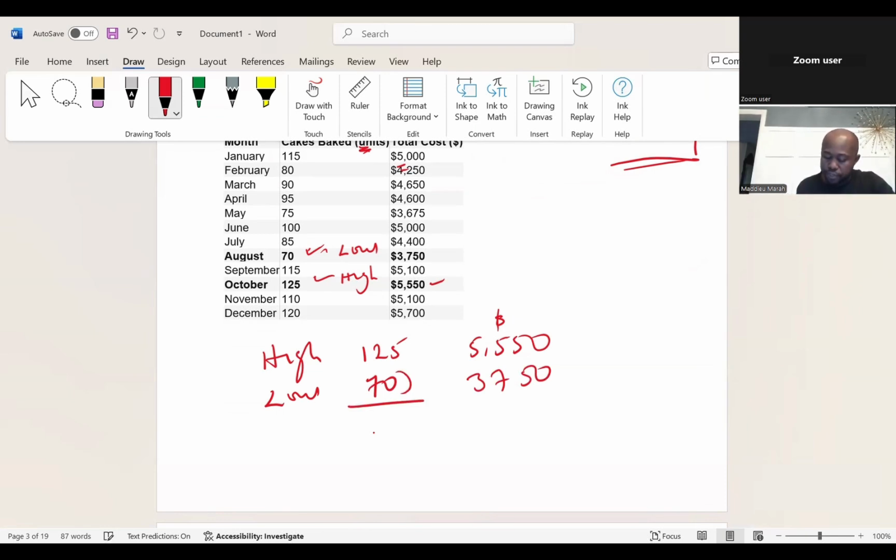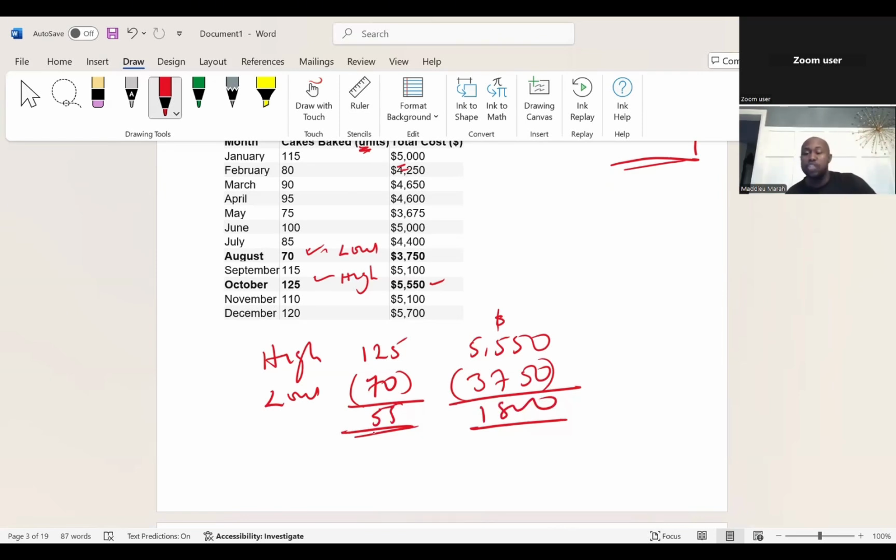Step 2, my difference. Let me use the calculator. Just 125 minus 70. This gives me 55. And the next one, 5550 minus 3750. This gives me 1800. Step 2 done. Take your time, don't rush. Your step 1, identify the low activity and the high activity using your high-low. Step 2, find the difference.